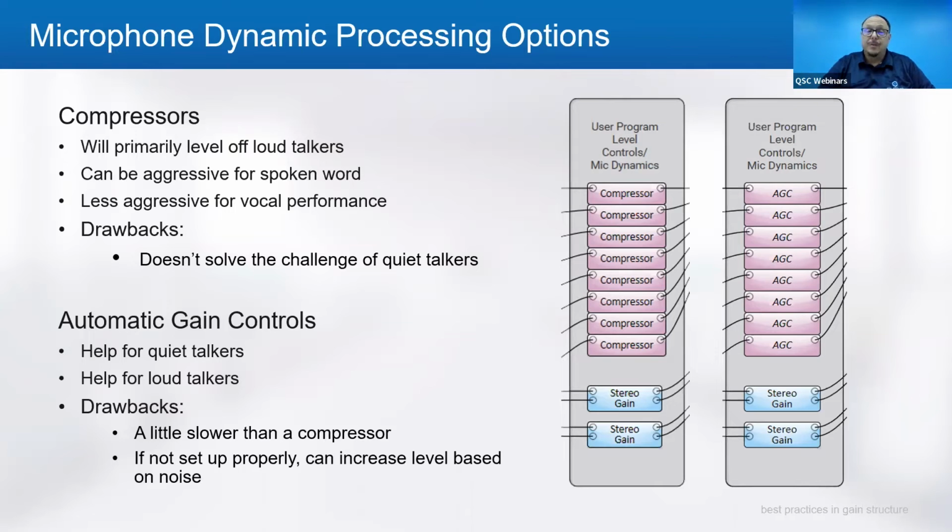It operates a little bit slower than a compressor, and if it's not set up properly, it will actually keep increasing the level based on noise. So this one is a tier 2 component. If your DSP chops aren't up there, I would try to stay away from the AGC, because it can cause more problems than it can solve if you're not really familiar with it.